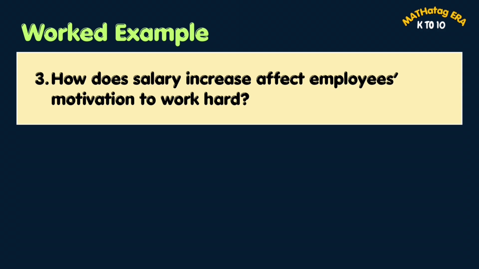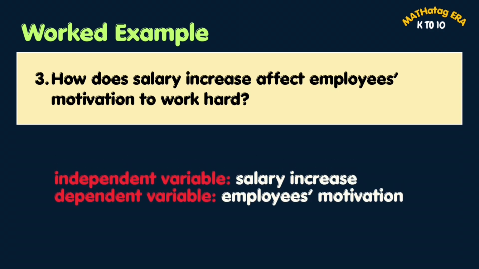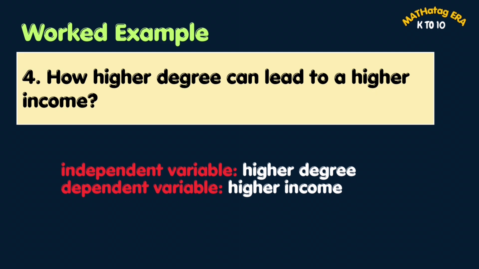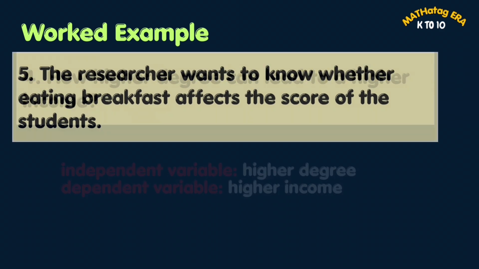Example number 3. How does salary increase affect employees' motivation? What is the independent variable in that statement? It is the salary increase. And the dependent variable is the employees' motivation. For example number 4, how can a higher degree lead to a higher income? So what is the independent variable in that statement? It is the higher degree. And the dependent variable is the higher income.